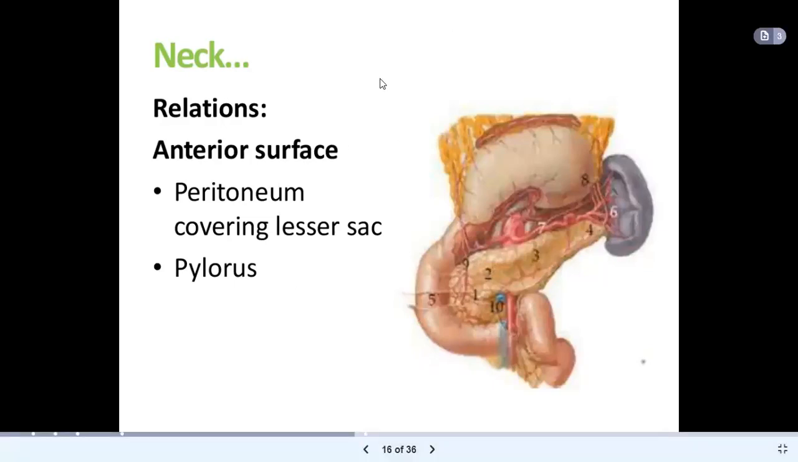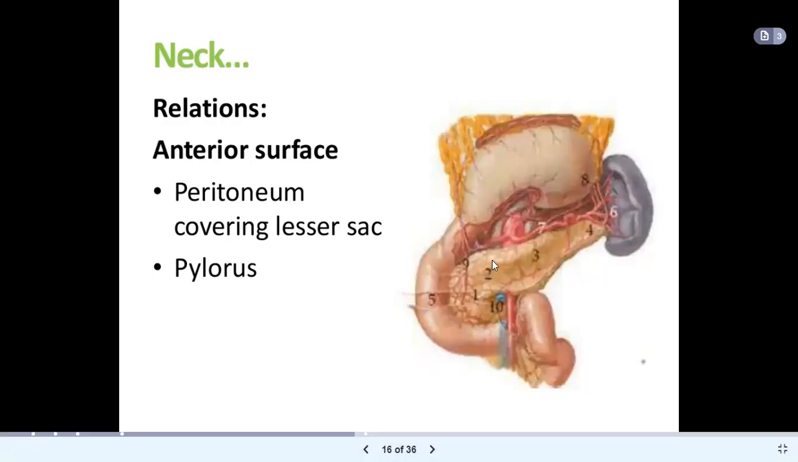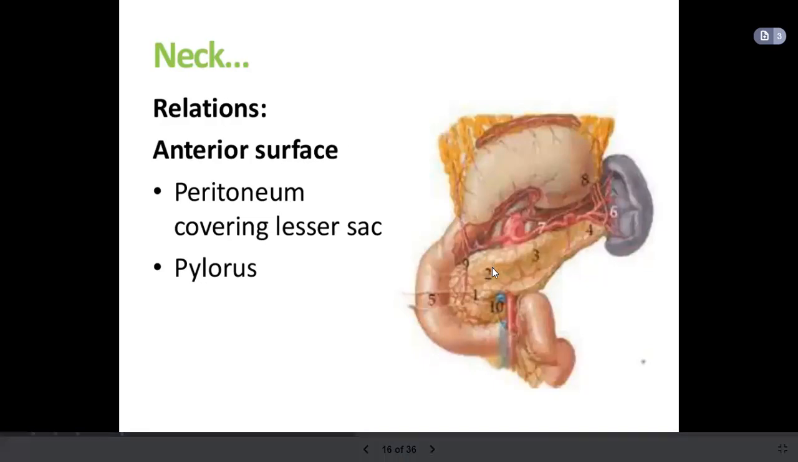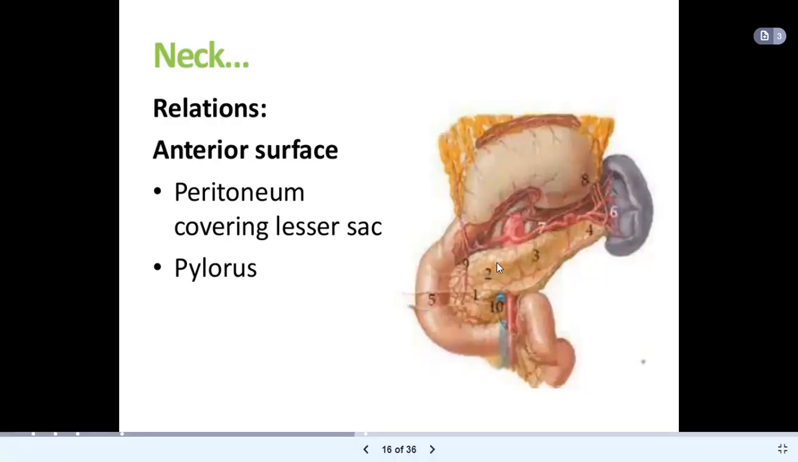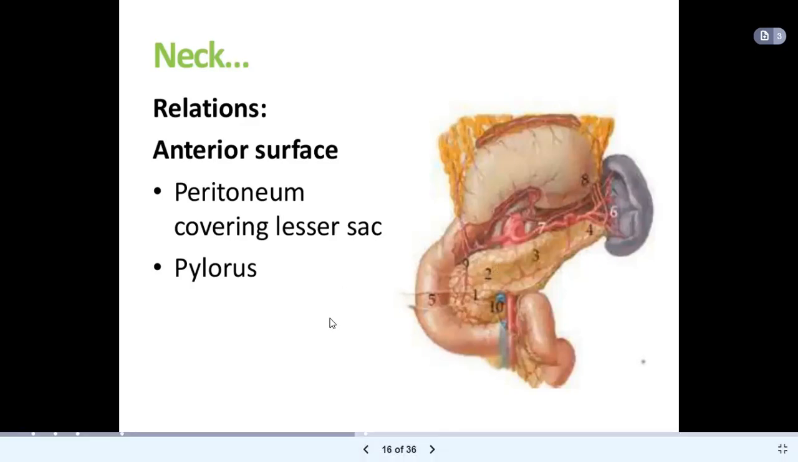The anterior surface is covered with the peritoneum of the lesser sac, and it is related to the pyloric end of the stomach.